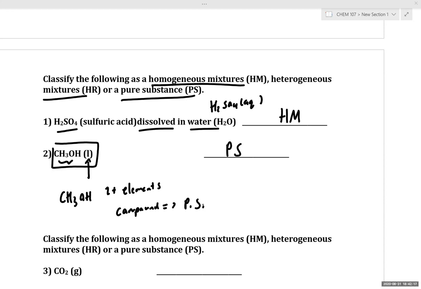To answer the question in the chat, yes, we know the first mixture is homogeneous because we see the keyword dissolved. Sulfuric acid is dissolved in water, and as a result, we end up with a solution, which is a homogeneous mixture. Does that make sense? Did that address your question? Perfect. Are there any other questions that I can address?